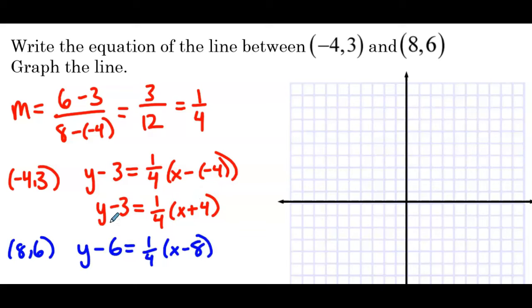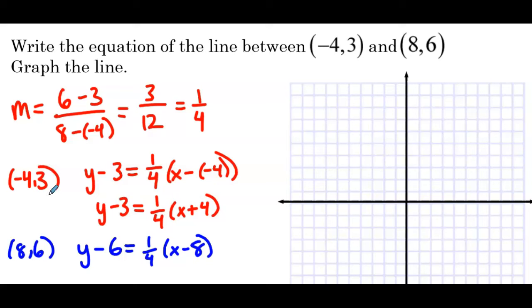Now, in both the previous slide and this slide, I wrote both equations. You don't have to. All you would have to do is choose one of these points with your slope and write one of these two equations to come up with your answer. I'm just showing you both of them to show you that you can use either of these 2 points.